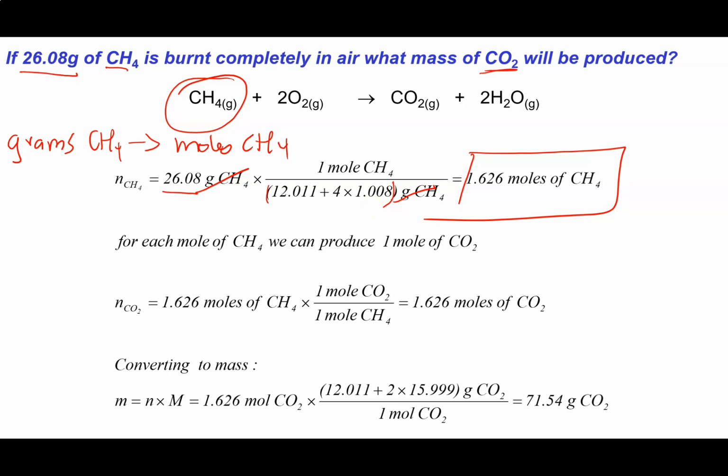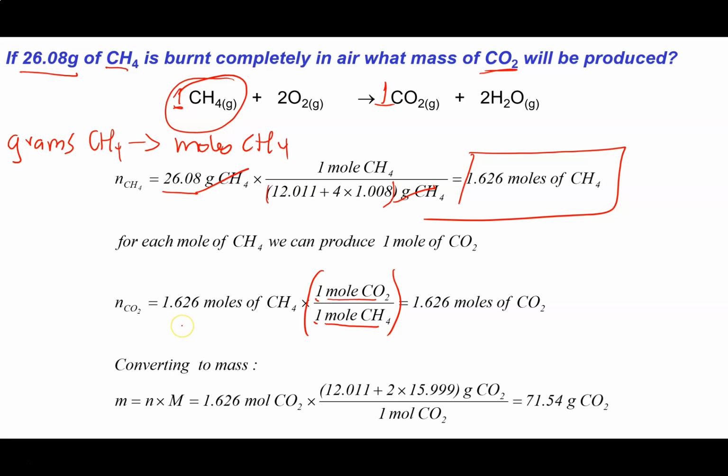So from my balanced equation, I know that for every 1 mole of methane, I get 1 mole of CO2. I'm kind of laboring this point here, but I'm going to apply my mole ratio to convert from moles of methane to moles of CO2, just like we were previously. So I want to have the coefficient of what I want on the top and the coefficient of what I'm trying to eliminate on the bottom of my mole ratio.